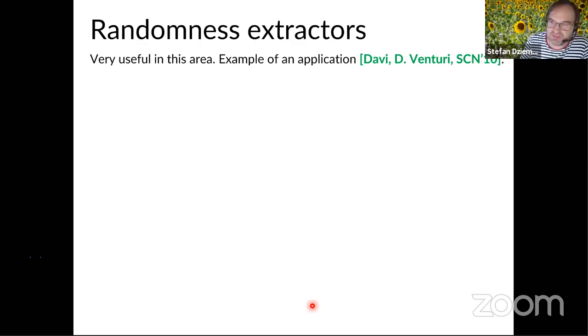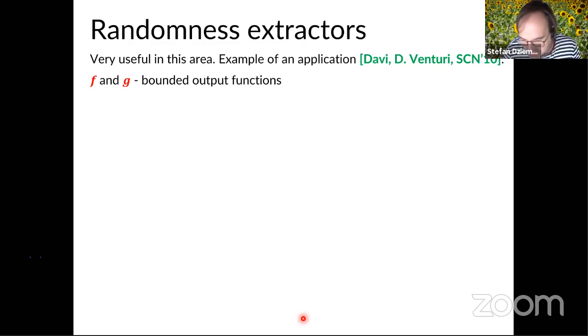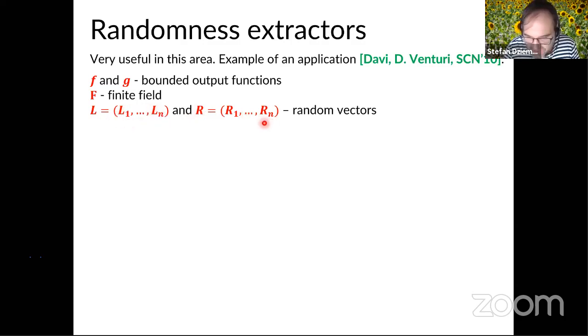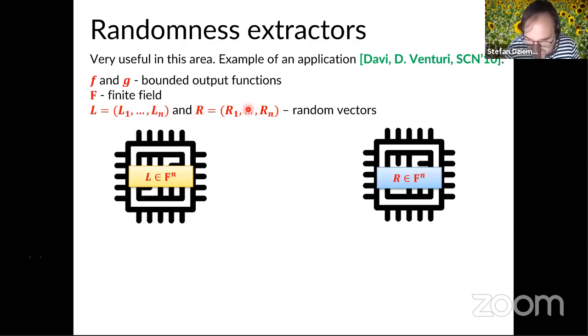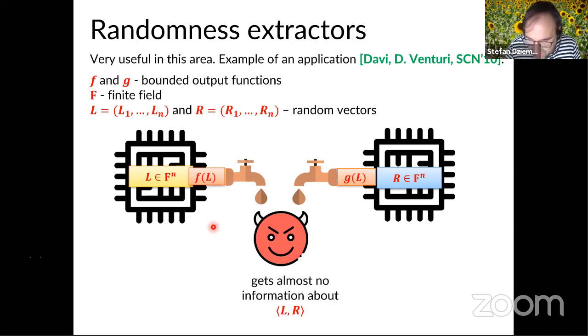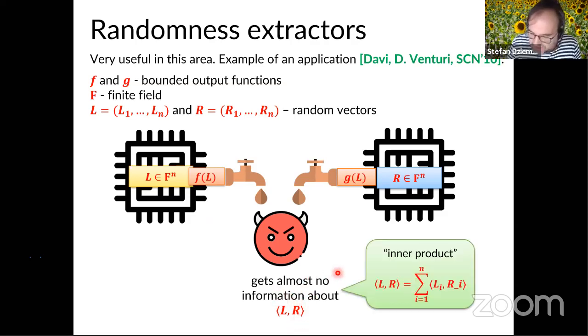Here is an application that I had with Francesco Davì and Daniele Venturi 10 years ago, which is a simple observation. Suppose you have two functions f and g that are bounded output, so their outputs are shorter than their inputs. You have a finite field, and you have two vectors of length n over this field. If you put these two vectors on two devices, and both devices leak, then the adversary gets almost no information about the inner product of these two values. By inner product, I mean something like this.